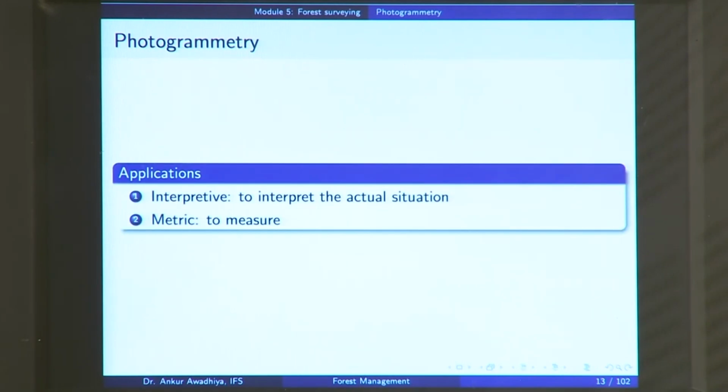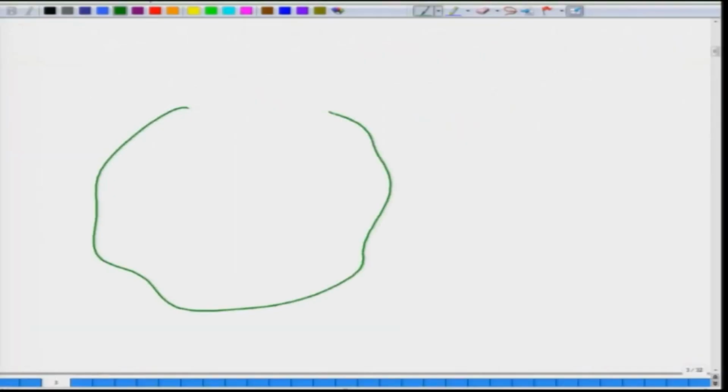You can use it for interpretation of the surface. So, for instance, if you are doing photogrammetry of a forest area, you can do an interpretation and figure out how many trees there are per unit hectare of the land. Or you can take measurements, that is, what is the distance between 2 trees.